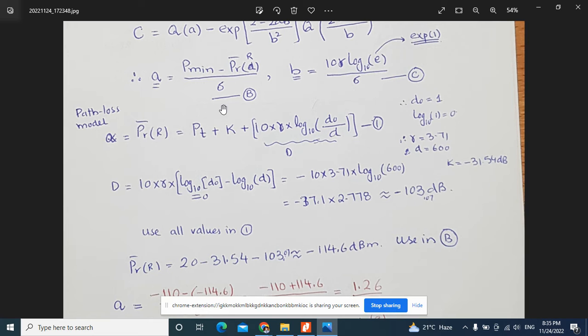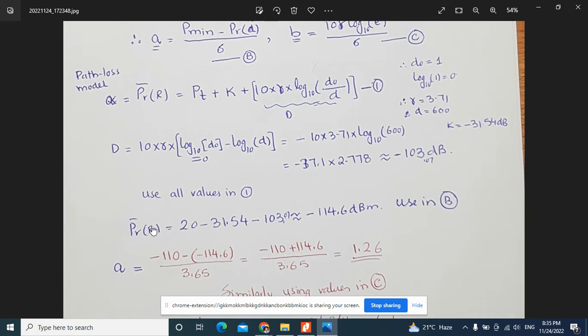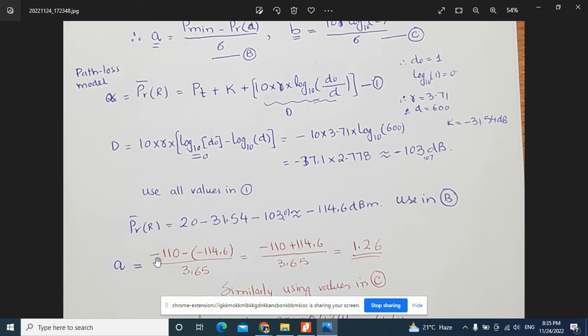So you have already calculated all the unknown parameters. You can use those unknown parameters in equation B, and then you can easily calculate A. Here P minimum was minus 110, and you have calculated the PR, which is also negative. So there is a minus as well: minus minus becomes plus. The standard deviation is also given. If you summarize this, the value of A is equal to minus 1.26.